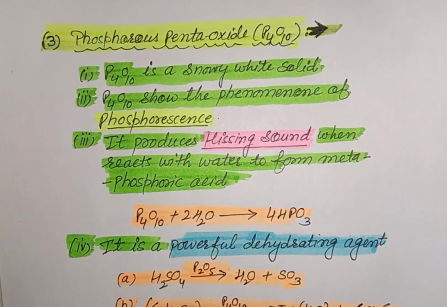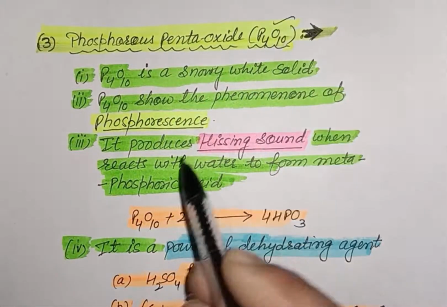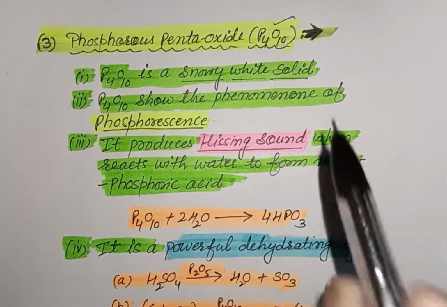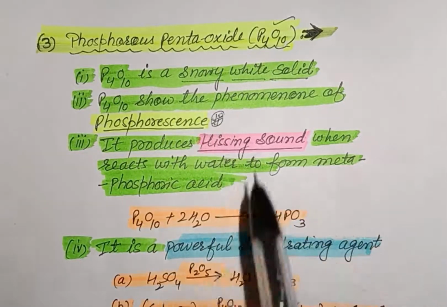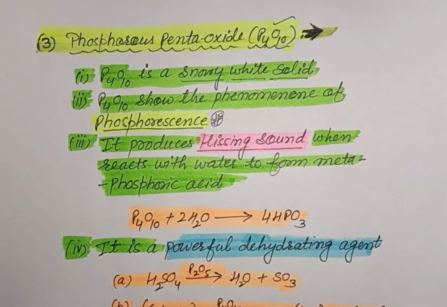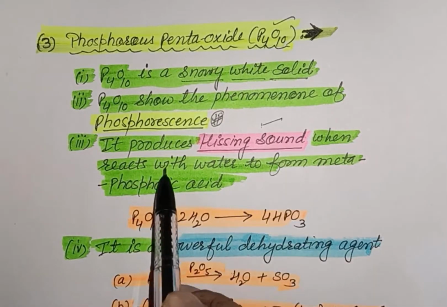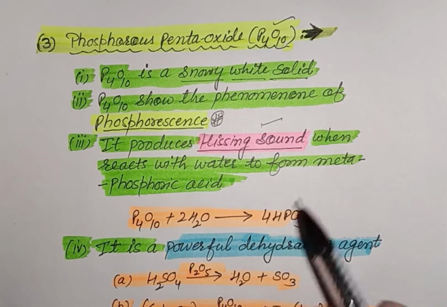The last one is phosphorus pentoxide, that is P4O10. P4O10 is a snowy white solid, looking like snow. The most important thing is that P4O10 shows the phenomenon of phosphorescence. It means it glows in the presence of light. It produces a hissing sound. When P4O10 is added to water, it gives a hissing sound.